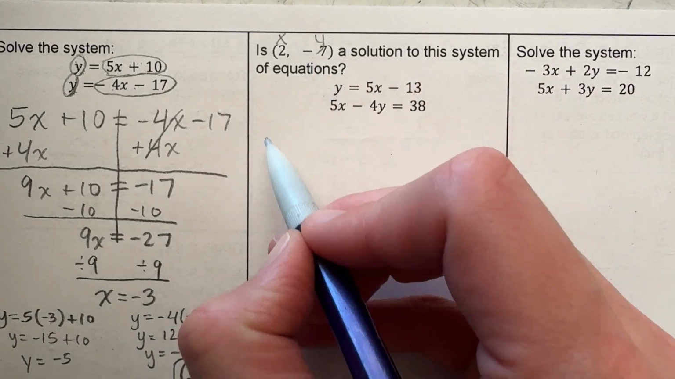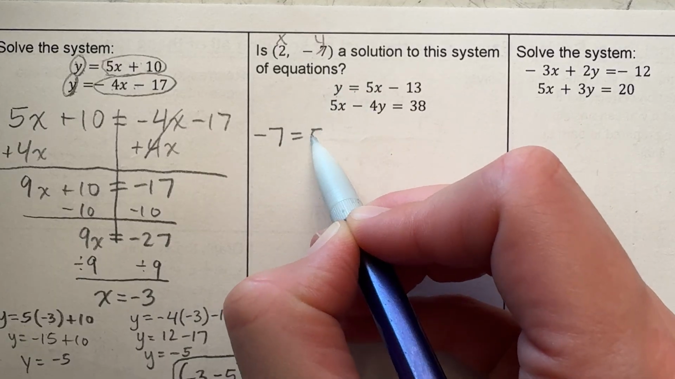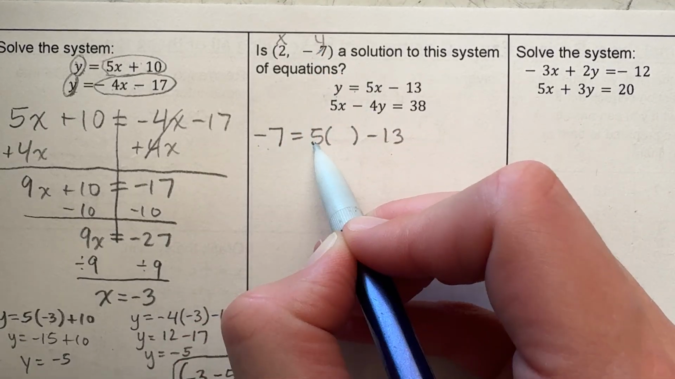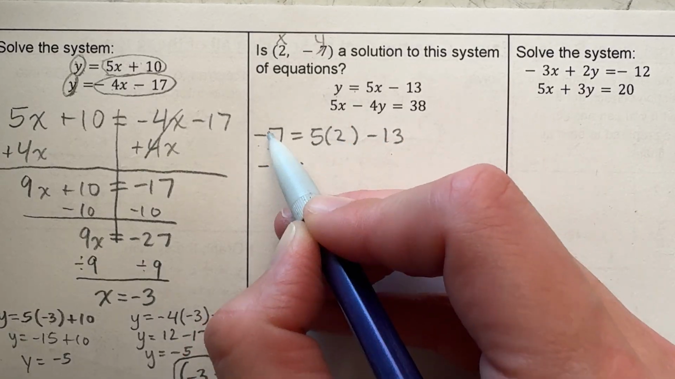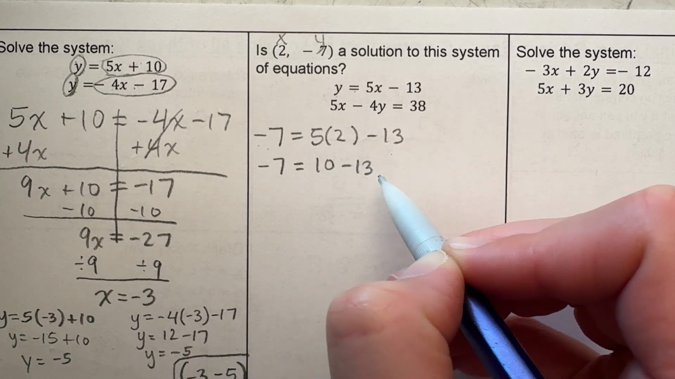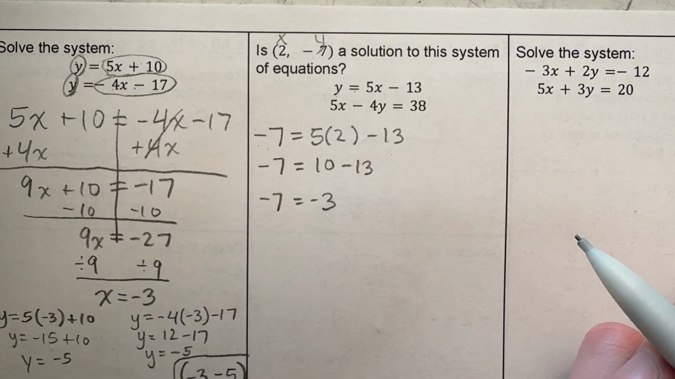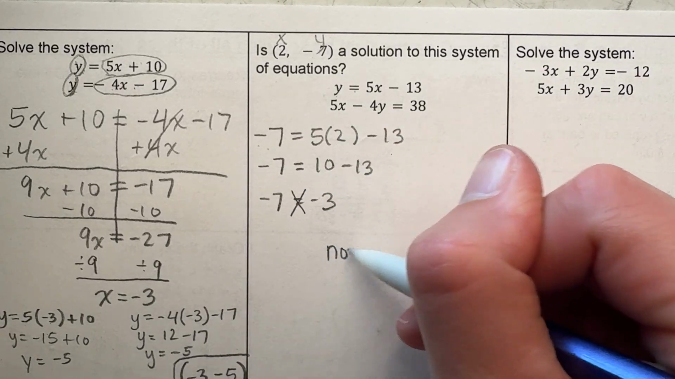Let's plug in. Y is negative 7. Look, I'm writing this equation: y equals 5x minus 13. I'm going to do the math, right? There's no math to do on the left. Let's just do this. 5 times 2 is 10 minus 13. I get negative 7 equals negative 3. That is actually not true. This is not a true equation, and therefore the answer is no.